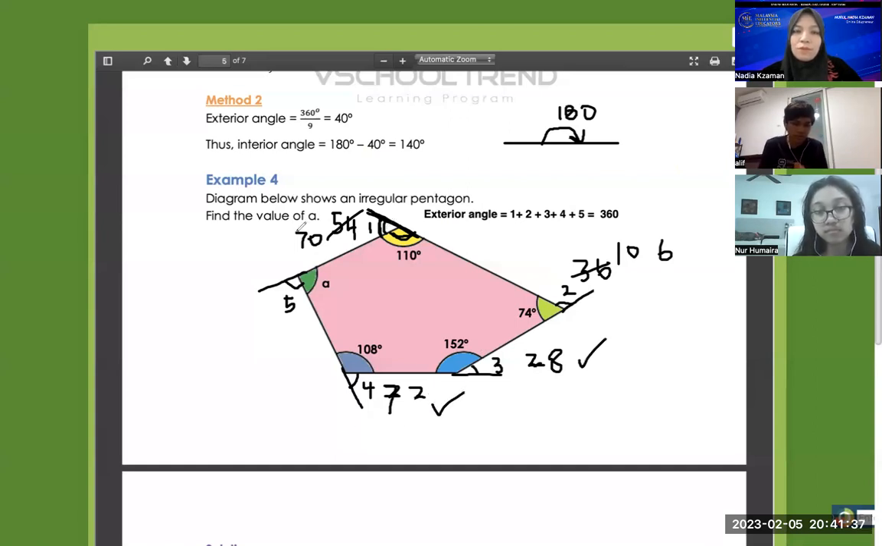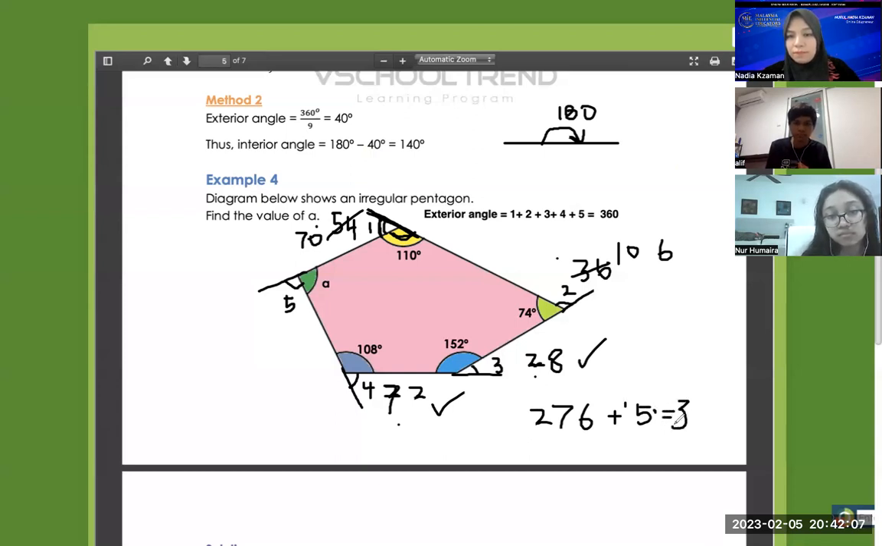If you add 70, 106, 28, and 72, how much do you get? 276. So you need to add number 5 in order to get the total sum of 360. So what will be number 5? 84. So number 5 will be 84.